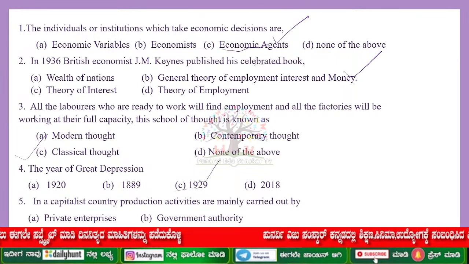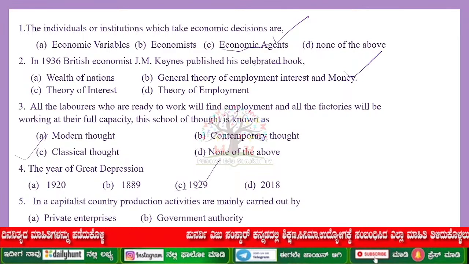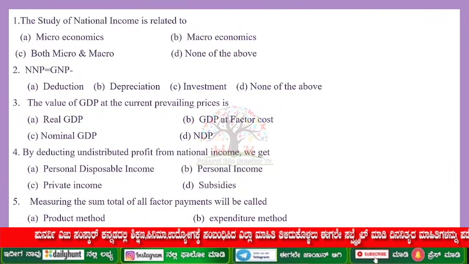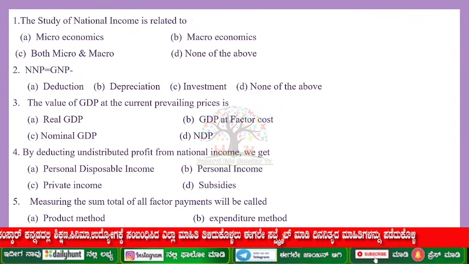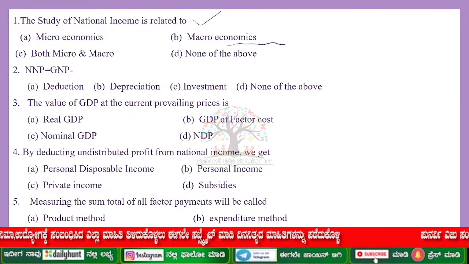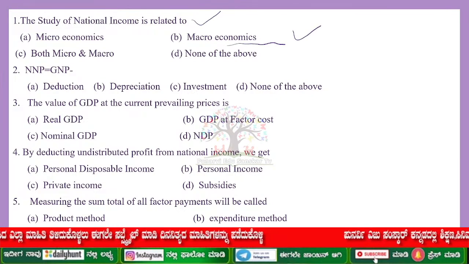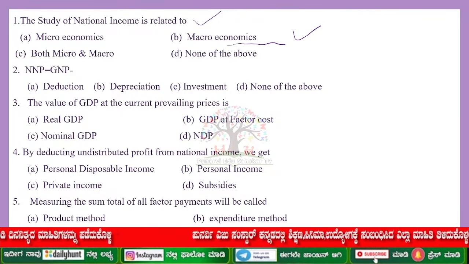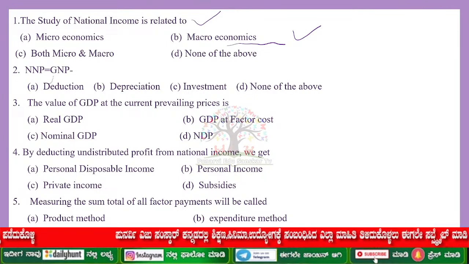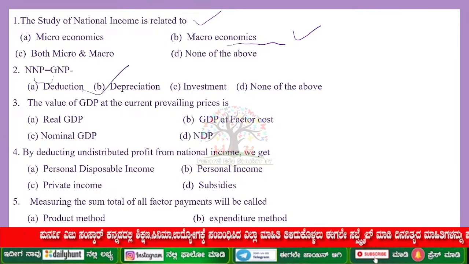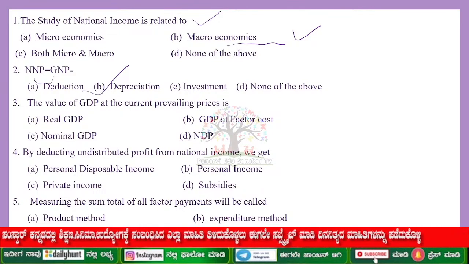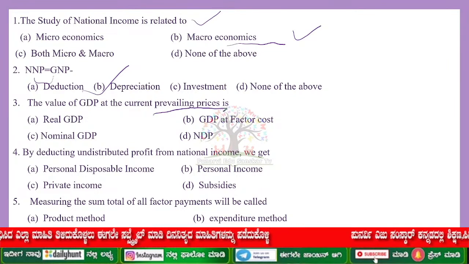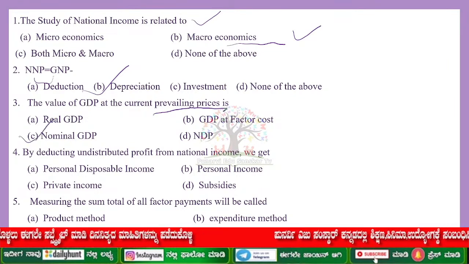In a capitalist country, production activities are mainly carried out by private enterprises. The study of national income is related to macroeconomics. NNP equals GNP minus, so we have to convert gross into net, so that is depreciation. The value of GDP at current prevailing prices, that we call nominal GDP.